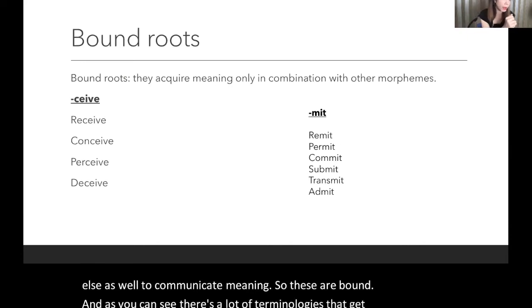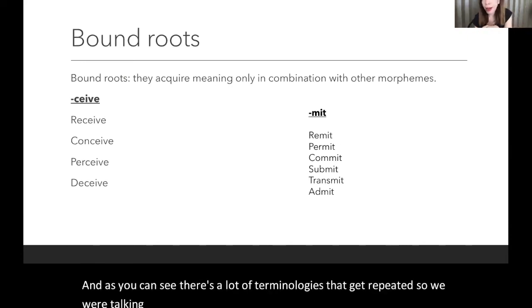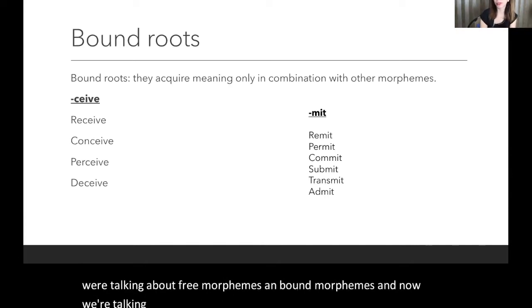So we were talking about free morphemes and bound morphemes. And now we're talking about bound roots. So all of this terminology is related.